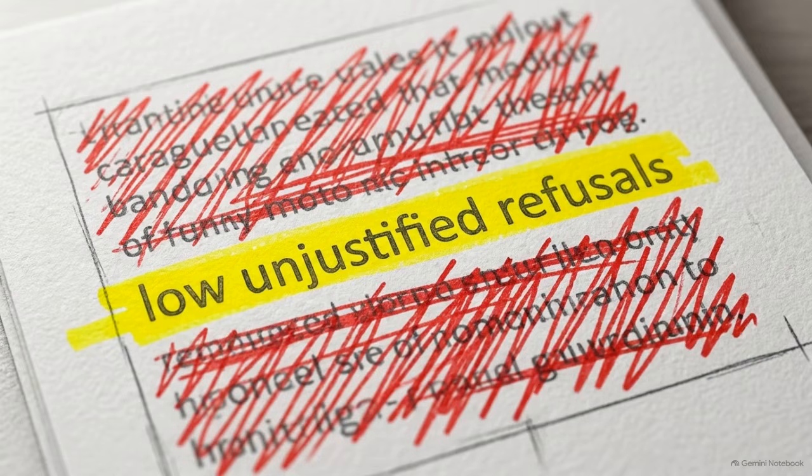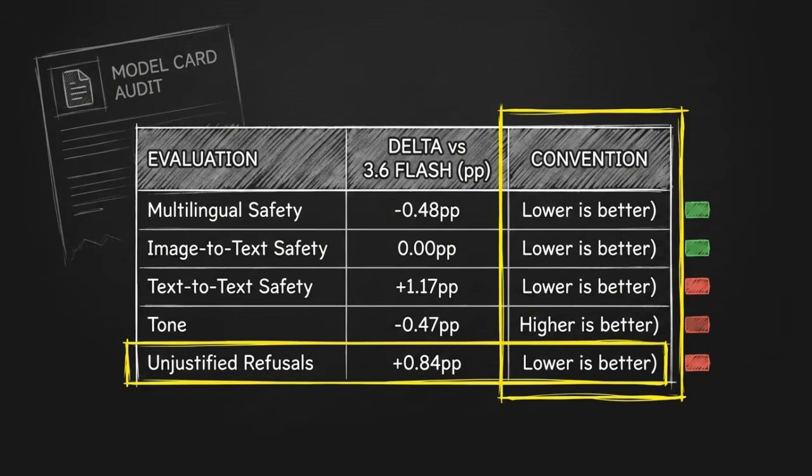The safety section requires exact scrutiny. The executive summary claims similar performance with low unjustified refusals, but you need to check the raw data. Read the direction convention column first. Some rows measure safety where higher is better, others where lower is better. Applying these conventions, the reality is mixed. 2 metrics improve, 1 remains flat, and 3 show regressions, like a 0.84 percentage point increase in unjustified refusals.